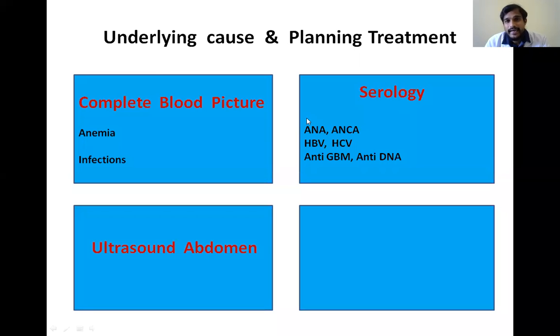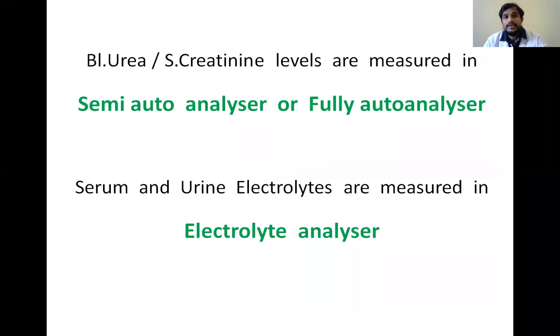And to see the underlying causes, we'll do all other tests, and to plan the treatment, we'll do all the tests. Because we know the first line of treatment is the diagnosis, and the other investigations are to know the underlying cause, to see the complications, and for planning the treatment. So all the levels, the urea, creatinine, are measured in a semi-auto analyzer and fully auto analyzer. And electrolytes, both urine and serum electrolytes, are measured in an electrolyte analyzer.